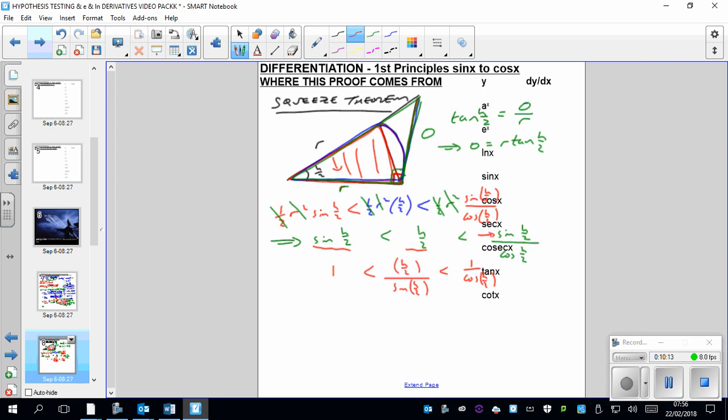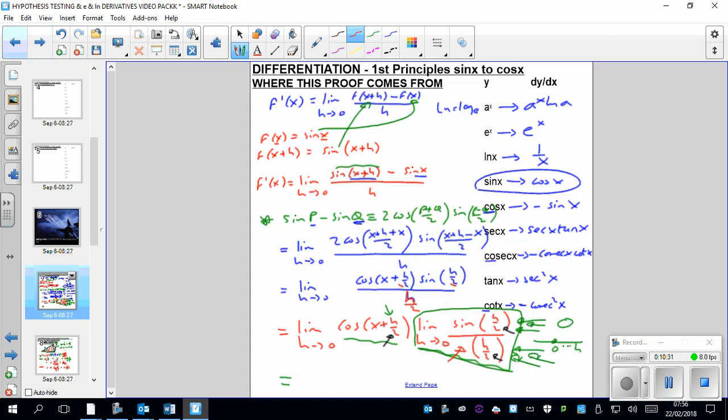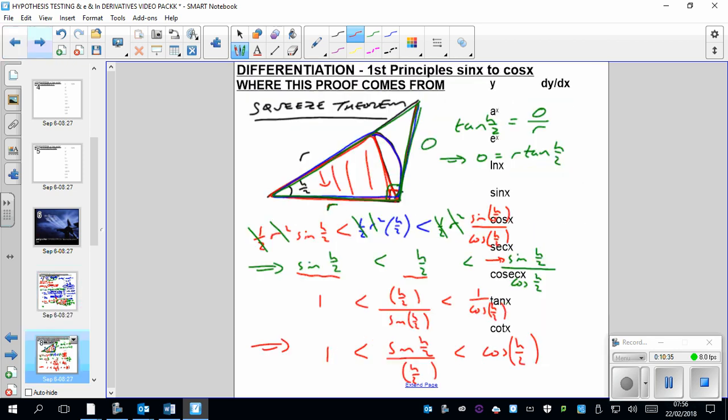Now I'm just going to flip the inequalities over. So 1 over 1. So this still holds because I haven't divided by any negatives at this stage. Okay. Now we're in the perfect position, because I have this sine h over 2 over h over 2. Notice it's exactly the same in here. And this is the bit up for debate.